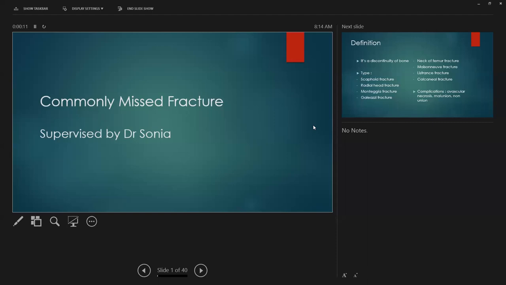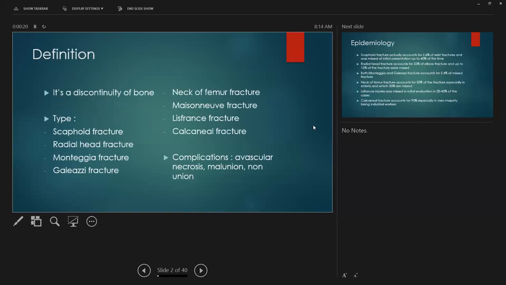Good morning, everyone. Today, Team UI is going to present the topic of commonly missed fractures. So, I'm going to start now. Let's start with the definition of fracture. A fracture is actually a discontinuity of bone. Today we're going to cover a few fractures that are commonly missed in PT.